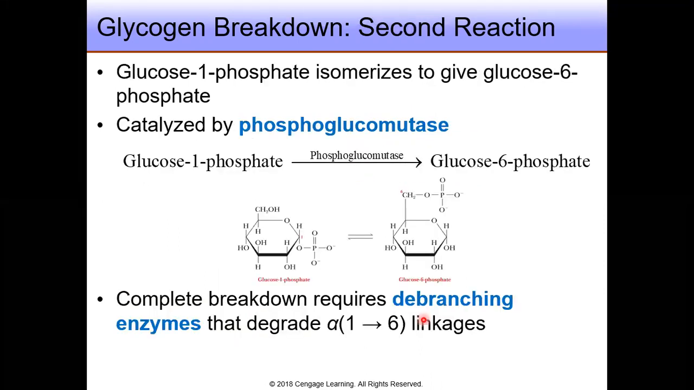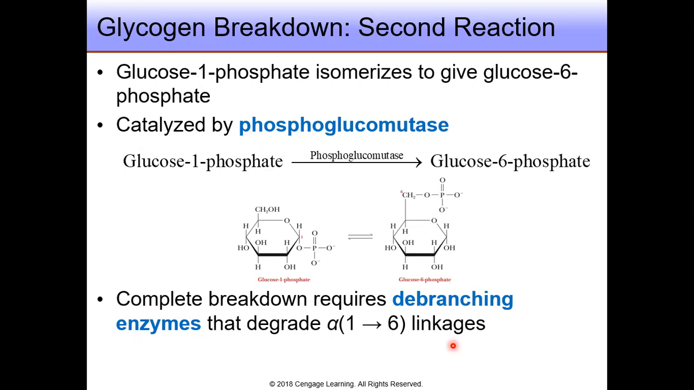Then glucose 1-phosphate is isomerized to give glucose 6-phosphate, as you can see here, catalyzed by the enzyme called phosphoglucomutase, where the phosphate at anomeric carbon 1 is transferred to carbon number 6. This is called isomerization, but by a mutase. Now, since glycogen phosphorylase cleaves the alpha-1,4 linkages in glycogen, complete breakdown requires an enzyme called debranching enzyme that degrades the alpha-1,6 linkages.